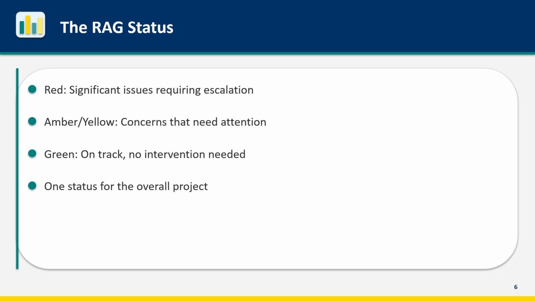RAG status uses red, amber or yellow, and green to communicate health at a glance. Red means significant issues that require executive intervention. The project is off track and you need help. Amber or yellow means concerns that need attention. There are risks or issues, but you're managing them. Green means on track with no intervention needed. Things are going according to plan. Report one overall status for the project. You can have sub-statuses for schedule, budget, and scope if helpful, but always lead with one clear overall indicator.